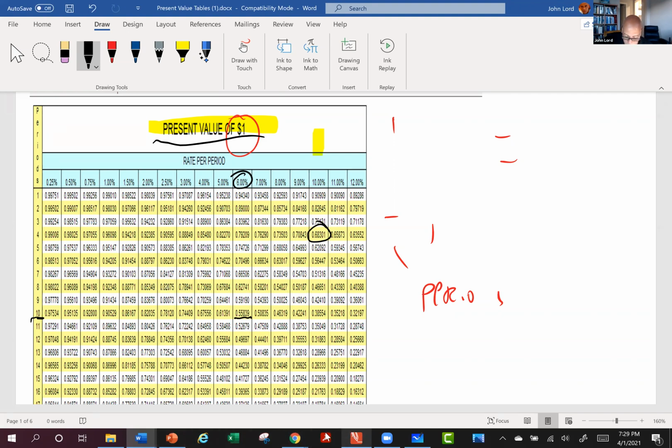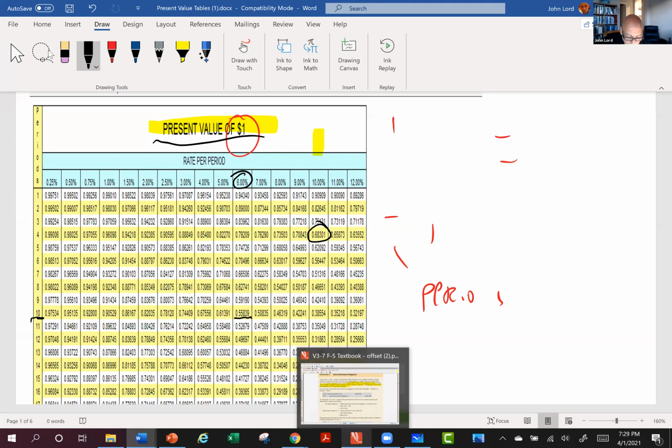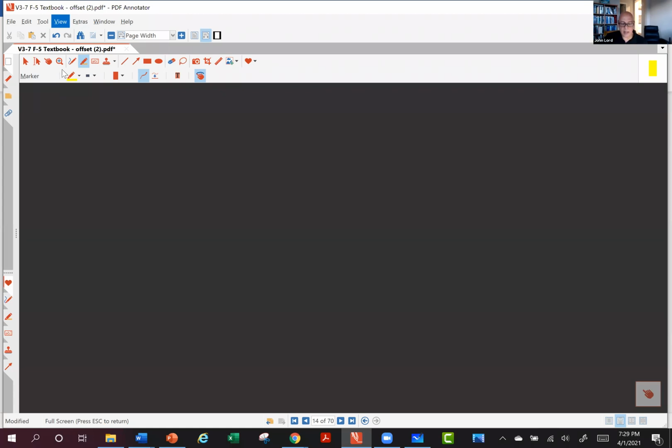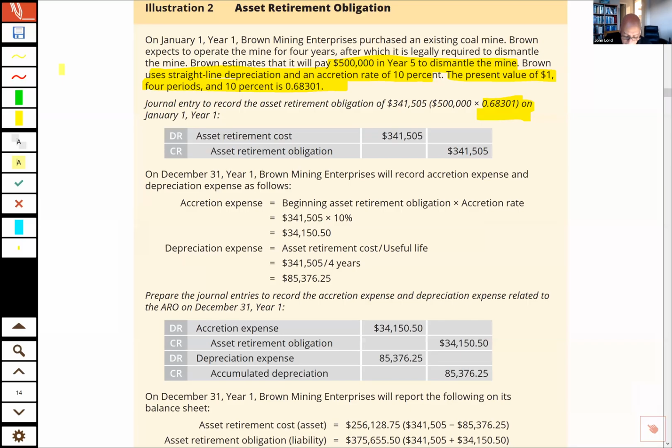So now I come back to my problem. Is that the factor that they used? Where's my factor? 0.68301, right? Okay, good. So that's the correct factor. They multiply that out, and that gives me the present value of that 500,000, which ends up being 341,505. I debit the asset, I credit the liability, and these two will never speak to each other again.